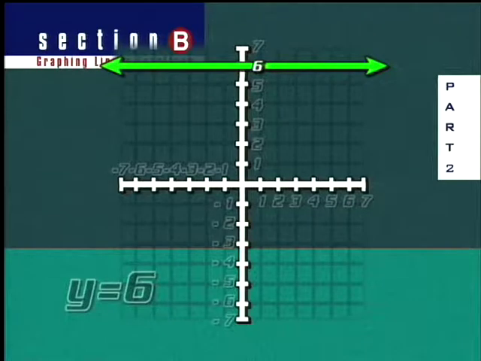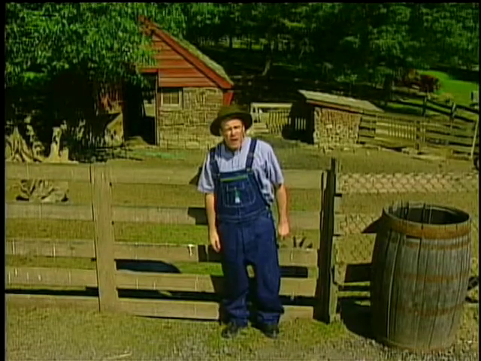Notice that when our horizontal line is drawn here, our y value will always be 6, but our x value changes. So we can have the coordinates 3 and 6, 4 and 6, 6 and 6, or even negative 3 and 6. Y stays the same, x changes. What about a vertical line? No problem. Remember that a vertical line is one that runs up and down.